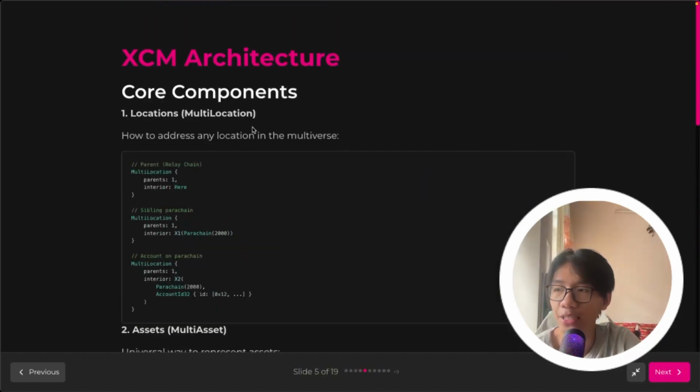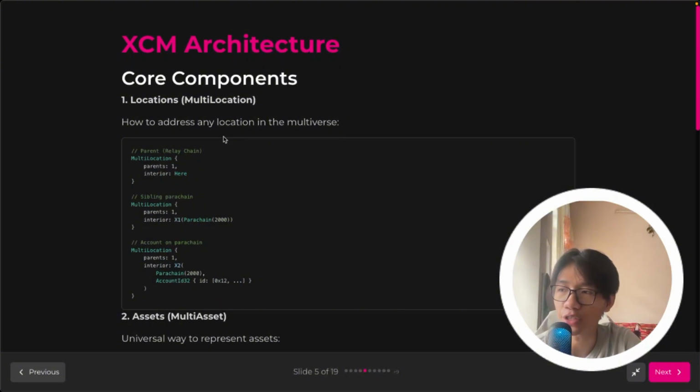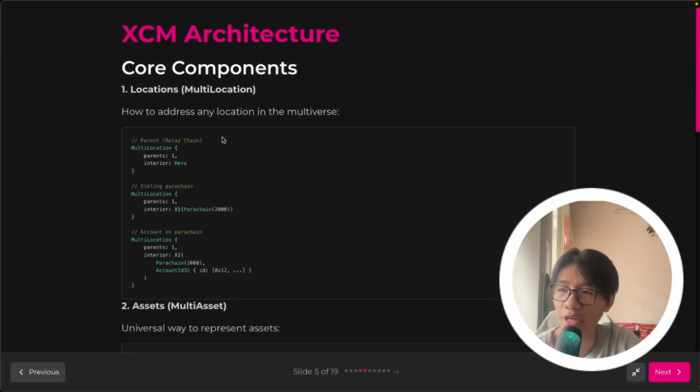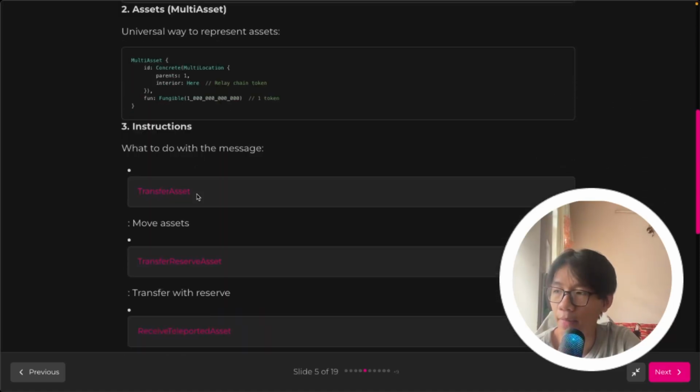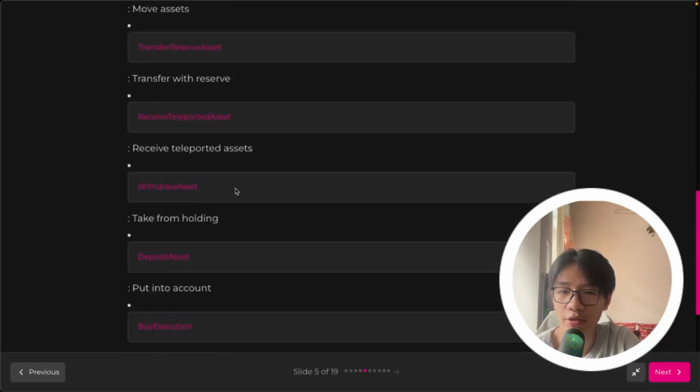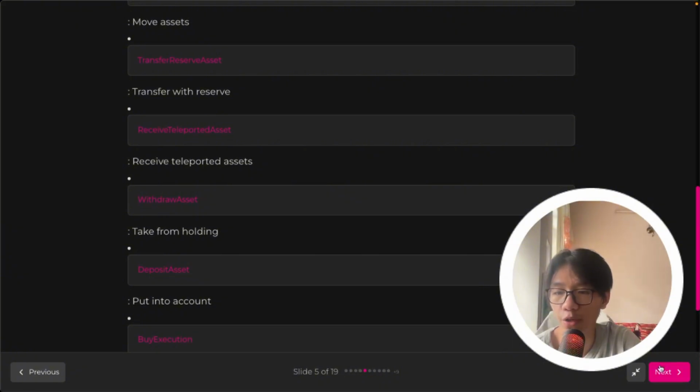Now for the XCM architecture, we have the locations, multi-locations. So how do you address any location in the multiverse? We have the parents and the relay chain, sibling parachains, that you can call into the interior. So the parent relay chain is called to the interior here. Then you have the account. The parachain has three levels of locations. And all this you can also discover more in those videos in the past bootcamp of OpenQ.